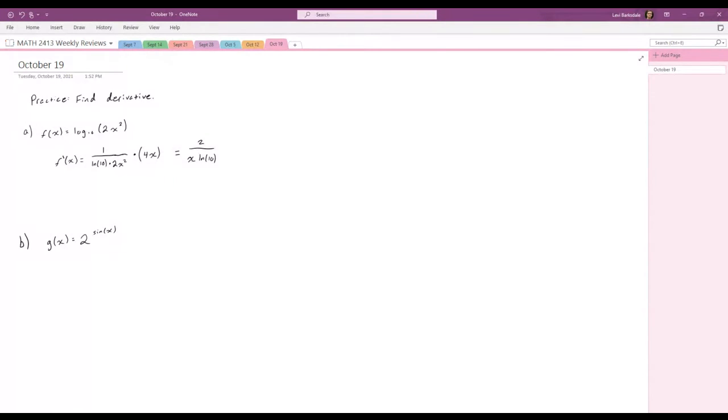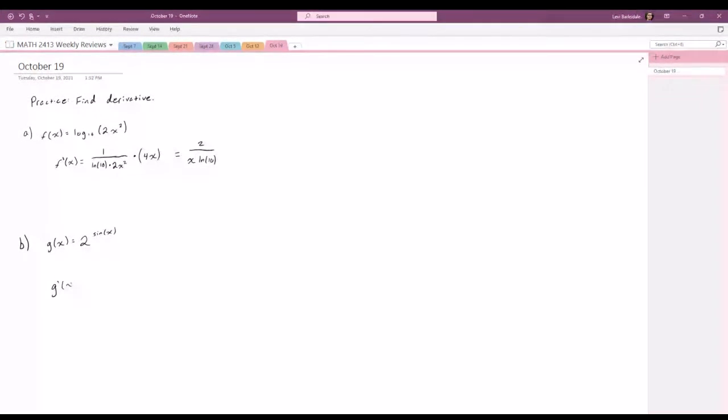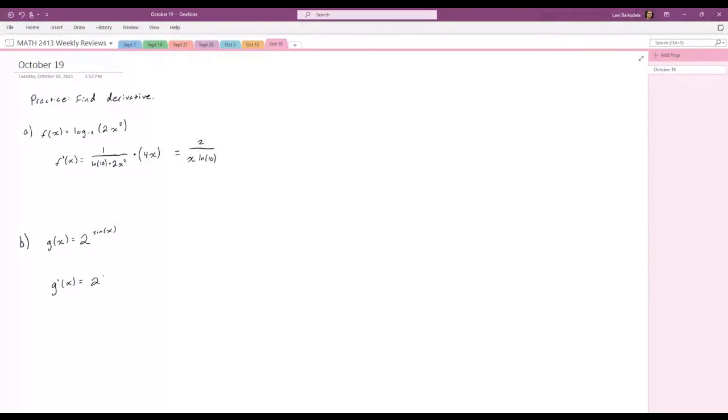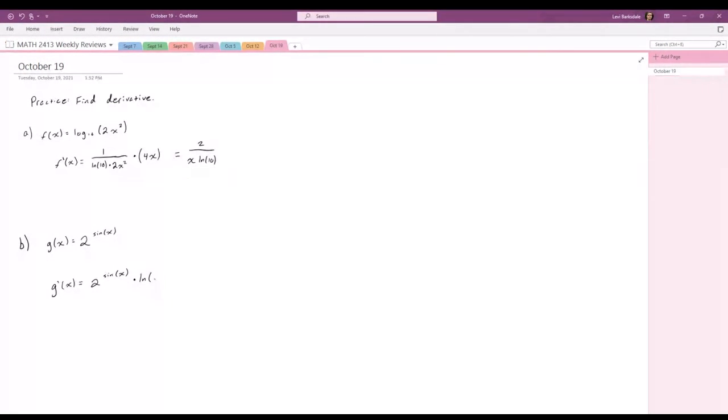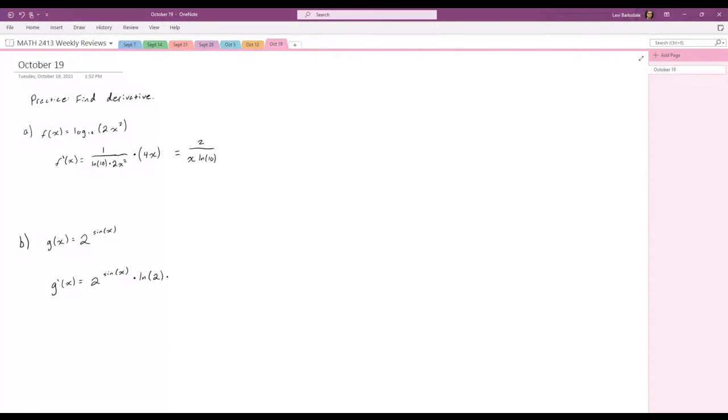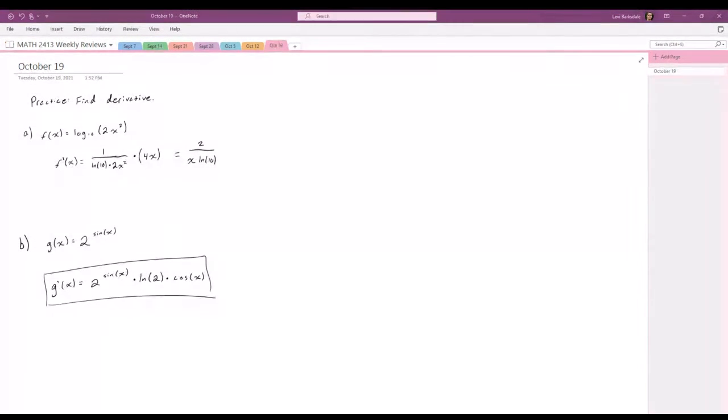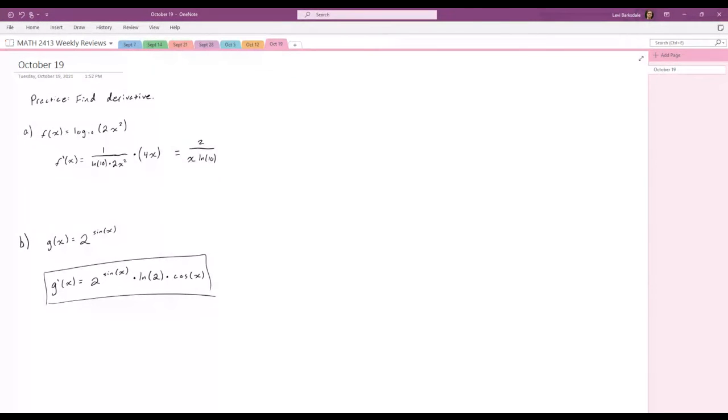Perfect. For our second one, we again have to use our rules for taking the derivative of an exponent that is not e. So that rule is we take the original thing, 2 to the sine of x, multiply by the natural log of the base, so the natural log of 2, and also multiply by the derivative of our exponent. So the derivative of sine x is cosine of x. And this would be our answer. We can't really simplify that at all. Not too bad. All right.